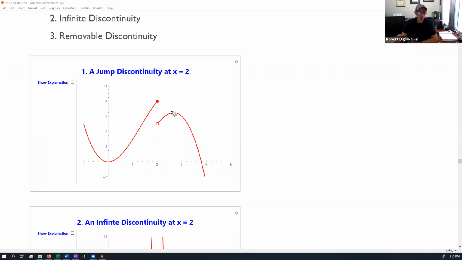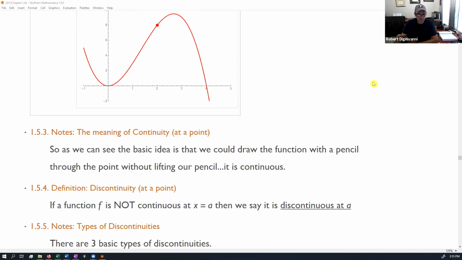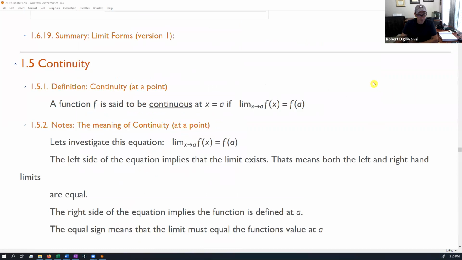So what's wrong with this one? The reason that we are not continuous here is only because the limit from the right doesn't match up with the left-hand limit and where the function is defined. Let me go up and give you the definition.